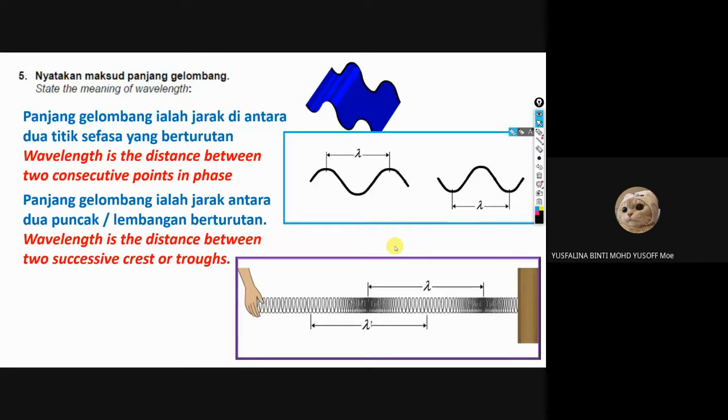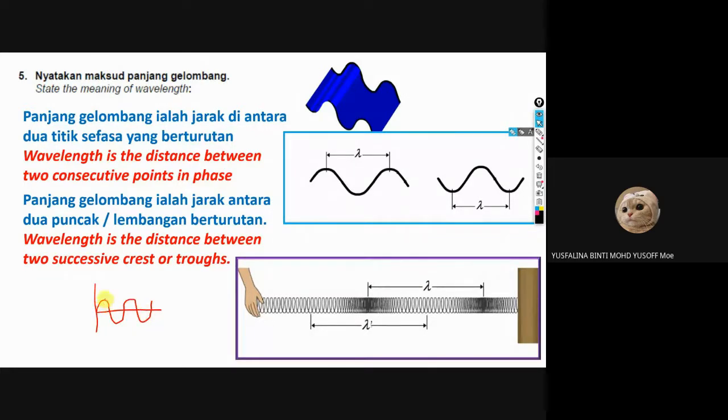Okay, so the next thing you have to learn is what is the wavelength. Wavelength is the distance between two consecutive points in the same phase, whether it's crest to crest or trough to trough. So let's say I have a graph like this, and you need to find the wavelength.